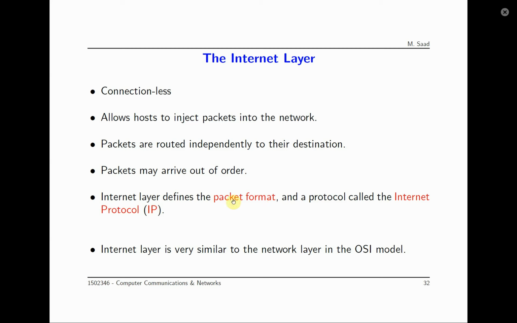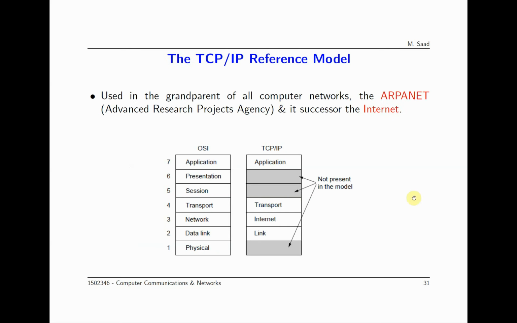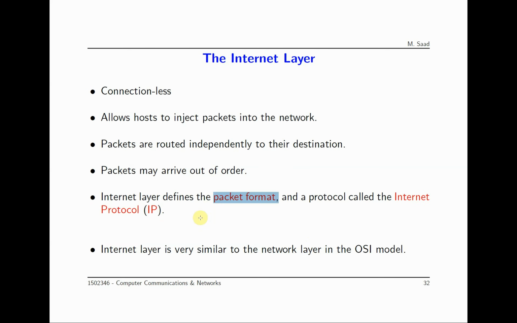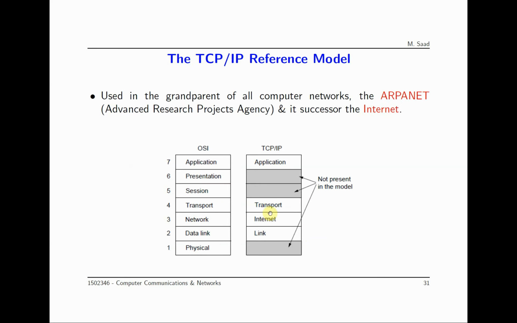So in addition to agreeing on a specific packet format, the internet layer also uses a famous protocol called the Internet Protocol, the IP protocol, which includes all the details of what the internet layer is doing in particular, and we will come to this later as well. So going back to this picture, the internet layer is equivalent to the network layer with some additional details. We said that the internet layer is connectionless. It defines a packet format and it uses the Internet Protocol, the IP protocol.